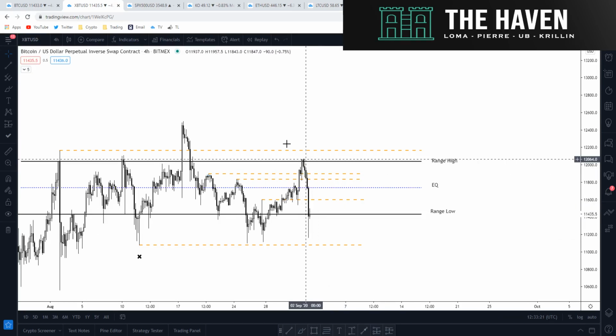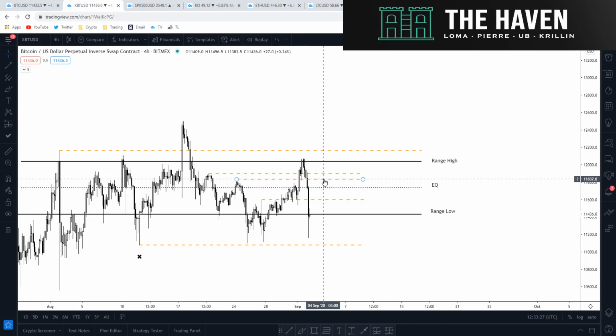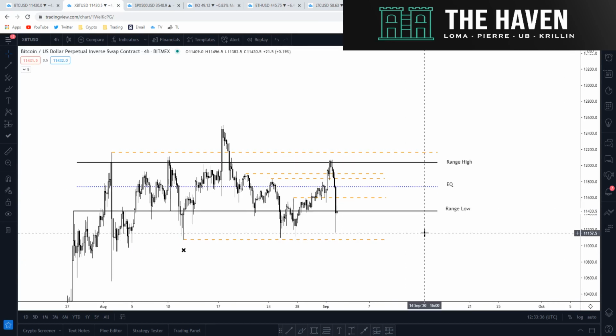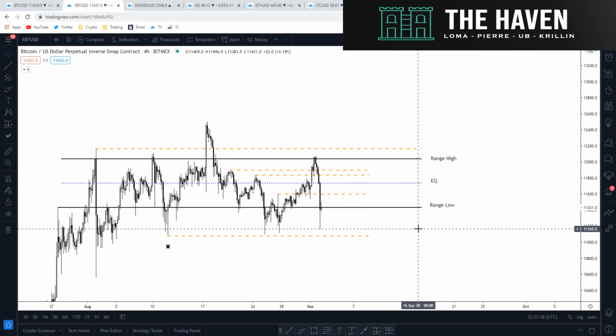Yes, absolutely. But at the same time, we were at resistance at the range high. We did take all of these highs here. So I would definitely say that contributed to the sell-off. Is that the main reason why we had this massive sell-off? I mean, your guess is as good as mine. No one will ever know. Okay, so now what? That's really the question on everyone's mind.